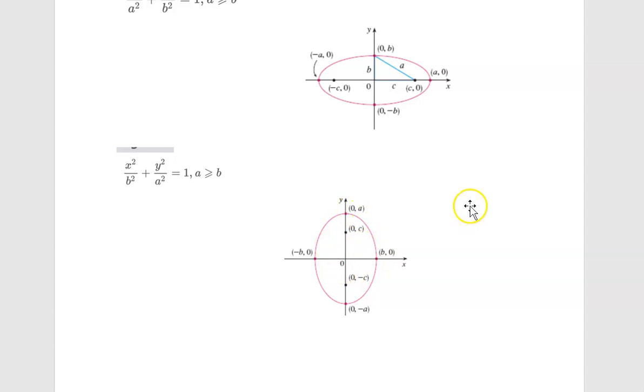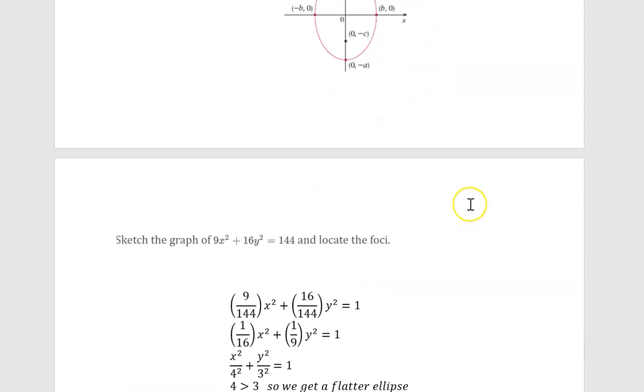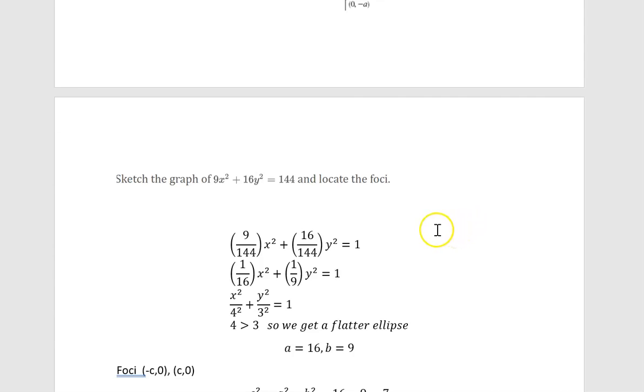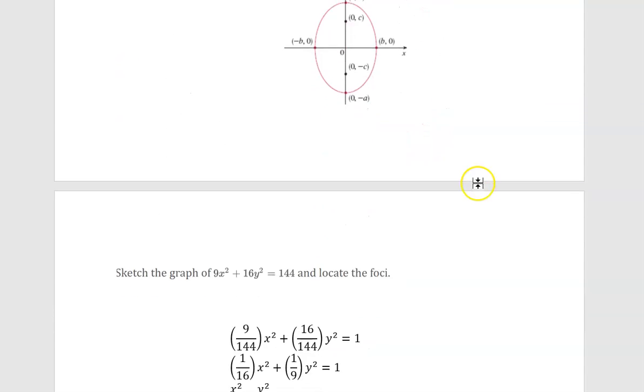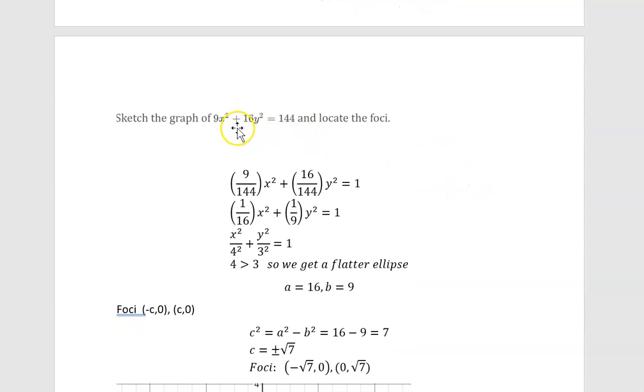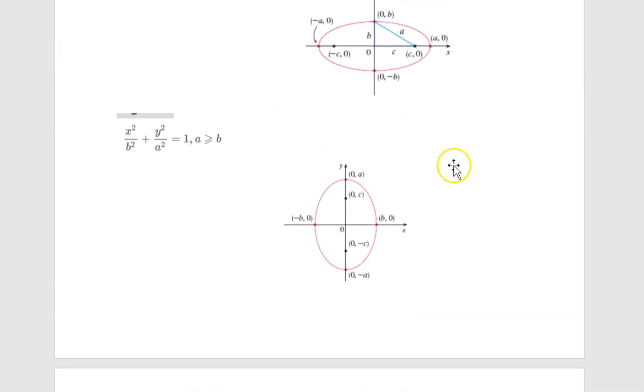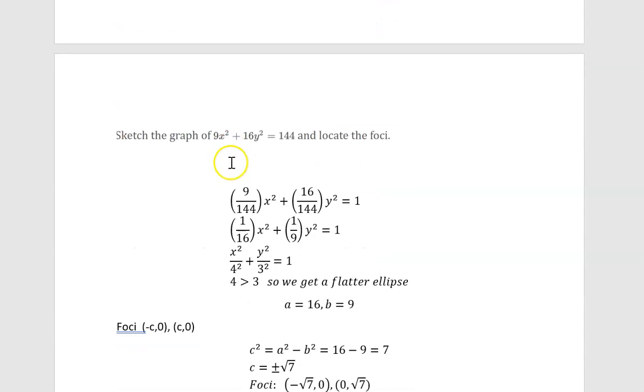And so then let's do a quick question. We want to sketch the graph of 9x squared plus 16y squared equals 144. So this is not given in the standard format. The standard format is x squared over something squared plus y squared over something squared equals 1. So we need to bring it to that standard format. We need to divide by 144 so that on the right side we have 1.